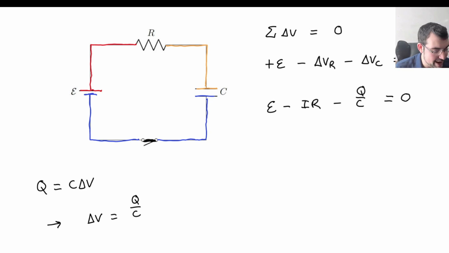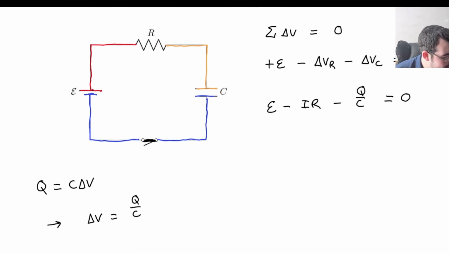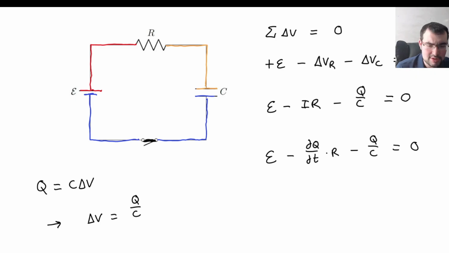So this is a valid loop equation, but it's not a differential equation yet, because we don't have a derivative yet. But we can make one because we have Q and I, and we said current is the rate of charge flow with respect to time. So we can get EMF minus dQ/dt times R minus Q over C is equal to 0. And that's actually something we could box.